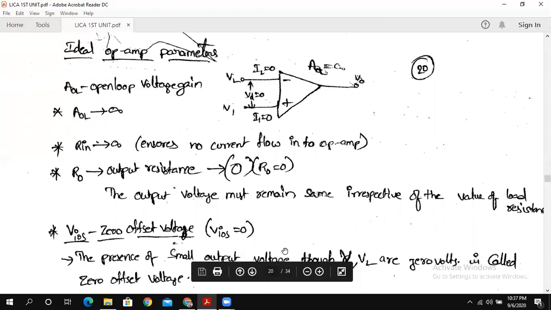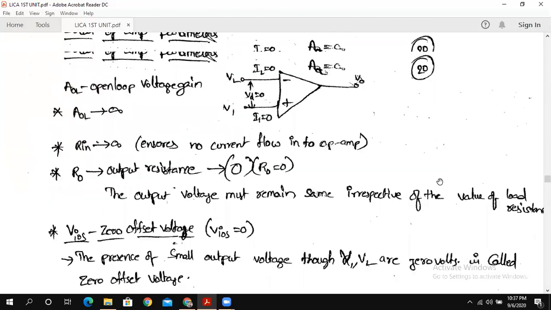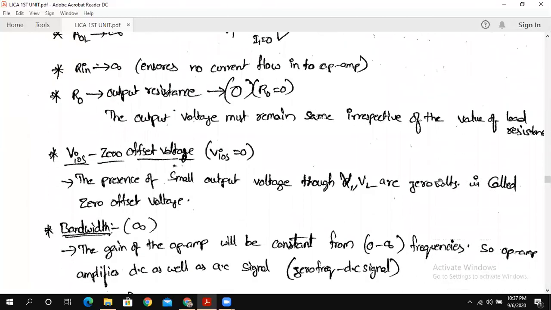R naught, the output resistance, is almost zero. With zero output resistance, the output voltage must remain the same irrespective of the value of the load resistance. And some of the other characteristics we are going to see here.